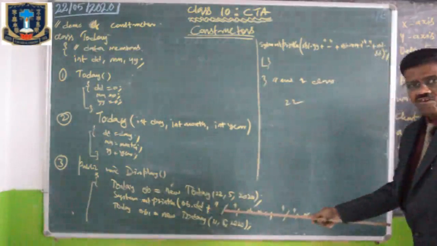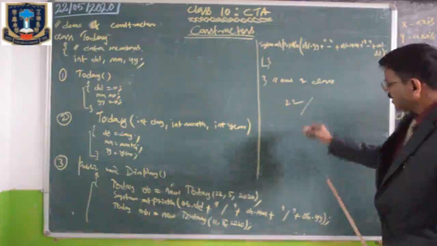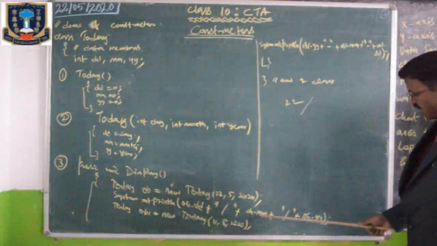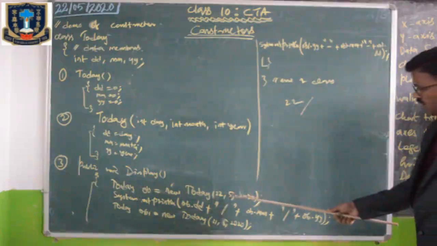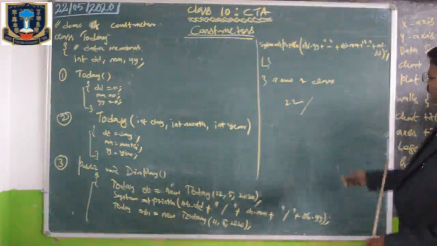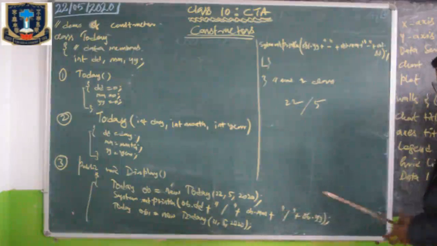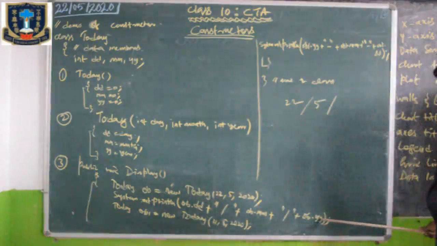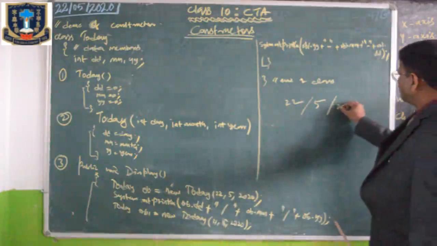After that, a slash will be displayed because I gave it within the double quotation marks. Plus mm of ob. Just now you created an object. What is the second data member of your object ob? 5. Then afterwards I display a slash. And the third data member of ob. What is the third data member of ob? 2020.